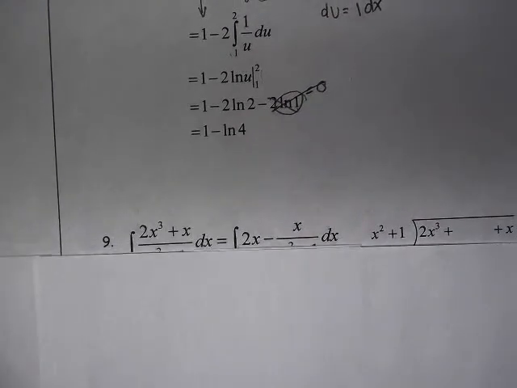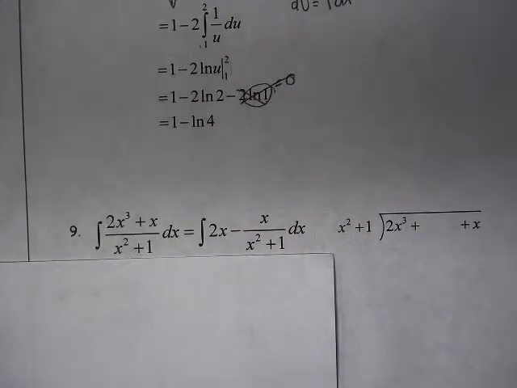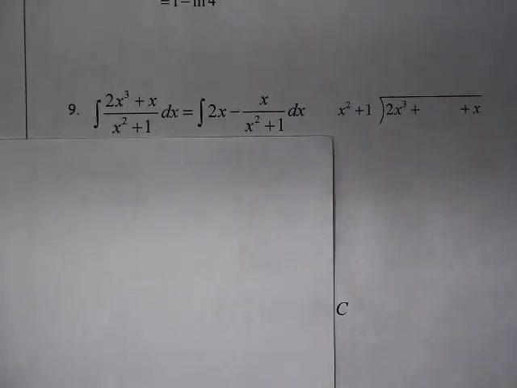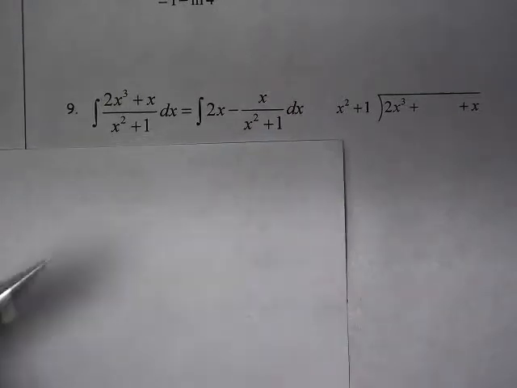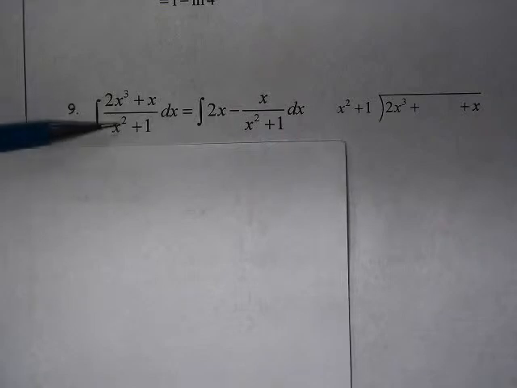All right, the next problem we have is 2x cubed plus x, all of that over x squared plus 1. And you can see that we have that same pattern we talked about before. I have a rational expression. I have a quotient of 2 polynomials.